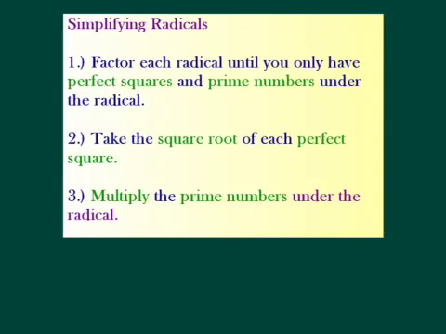Now, the steps that I want us to take for simplifying radicals are this. We want to factor each radical, so factor the number under the square root until we only have perfect squares and prime numbers underneath the radical. I'm going to show you what that means in just a second. Once we've done that, I want us to take the square root of each of the perfect squares, and then with the prime numbers we have left over, if we have multiple prime numbers, I want us to multiply them together underneath the radical. Those prime numbers will stay underneath the radical.